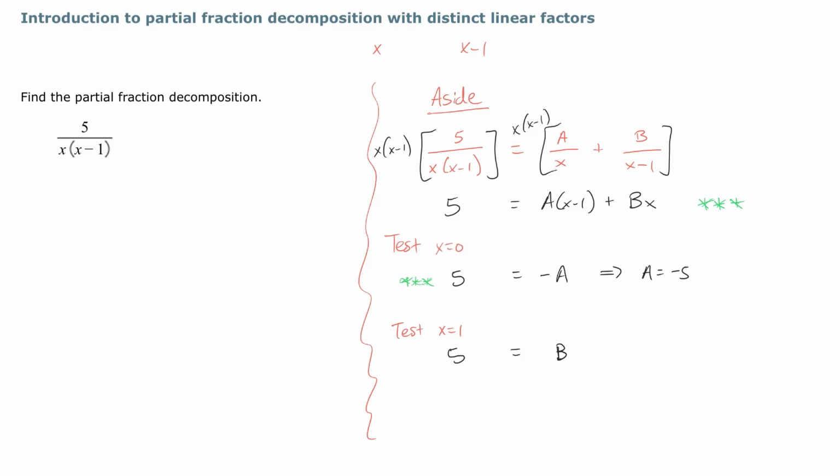Now we take this work that you put off to the side and you go back and rewrite your expression. Your expression now becomes negative 5 over x plus 5 over x minus 1. And that is in fact your final answer, but your work is done off to the side. So this is your final answer, but your work is necessary. So make sure you're able to show all this work.